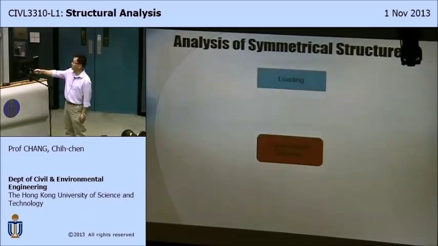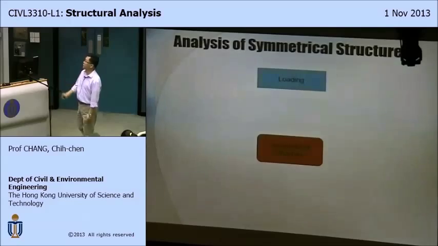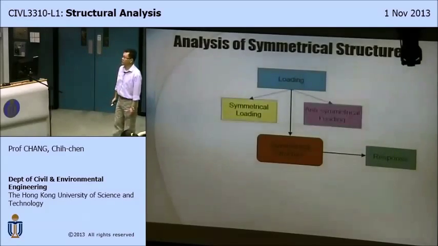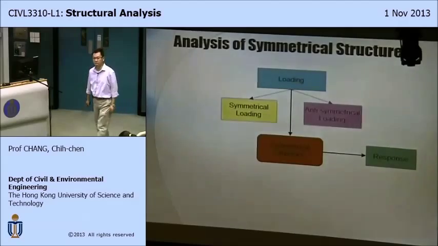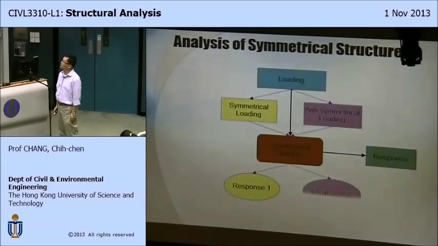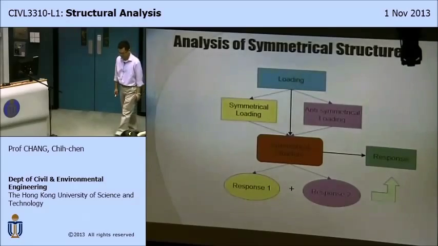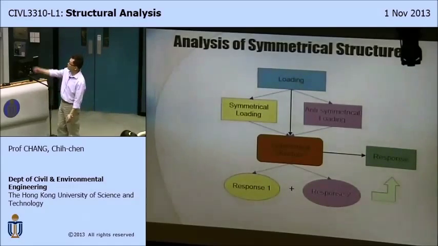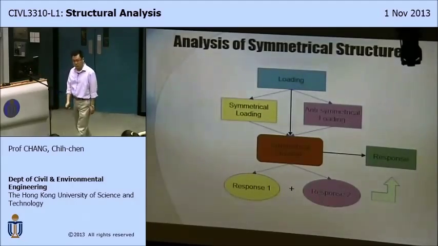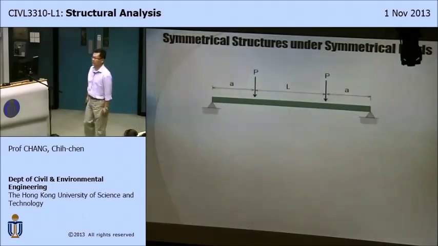If you have a loading acting on a symmetrical structure, instead of directly analyzing it, we can split the loading into symmetrical plus anti-symmetrical, and then do a separate analysis. And eventually superimpose them, get back to the response that you're looking for. So what is the advantage of that? Why don't we just do one analysis? Why do we have to do two analyses? Well, let me show you. Basically, it's slightly different.